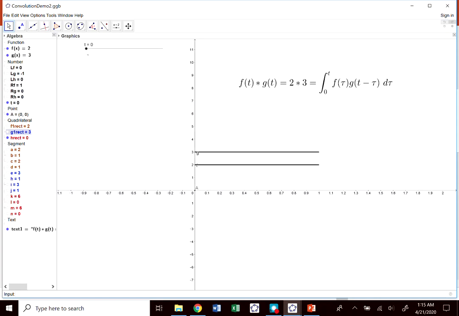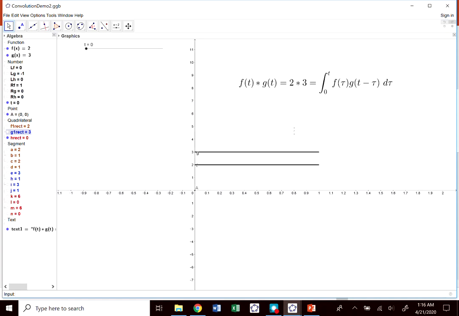T is right now 0. Okay? So, we have f of tau times g of negative tau. Do you know if g of tau looks like this, what the graph of g of negative tau would look like? Any thoughts? You remember back in pre-calculus or in high school, transformation of graphs you studied? G of negative tau is just a reflection of the g of tau graph about the y-axis. You just reflect it about the y-axis.